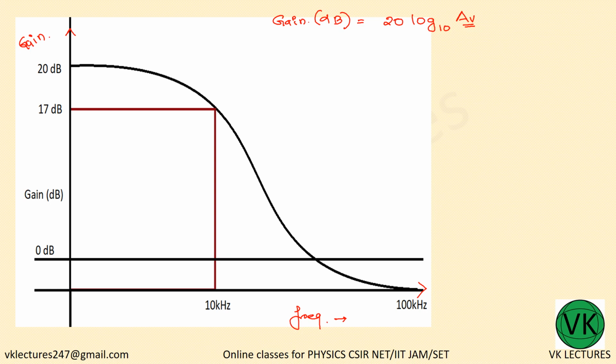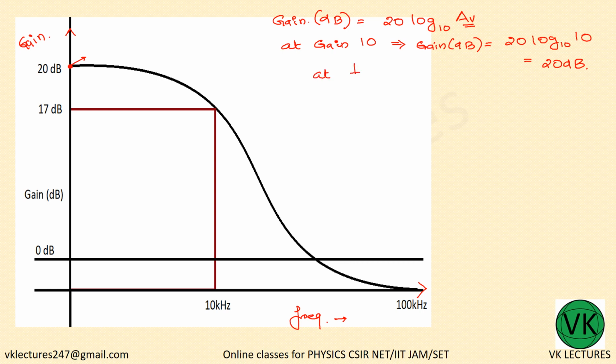Okay, now from the question we have the gain equal to 10. Gain in decibel is given by 20 log to the base 10 of 10, that is nothing but 20. This is 20 decibel. So this point is 20 decibel. Fine.